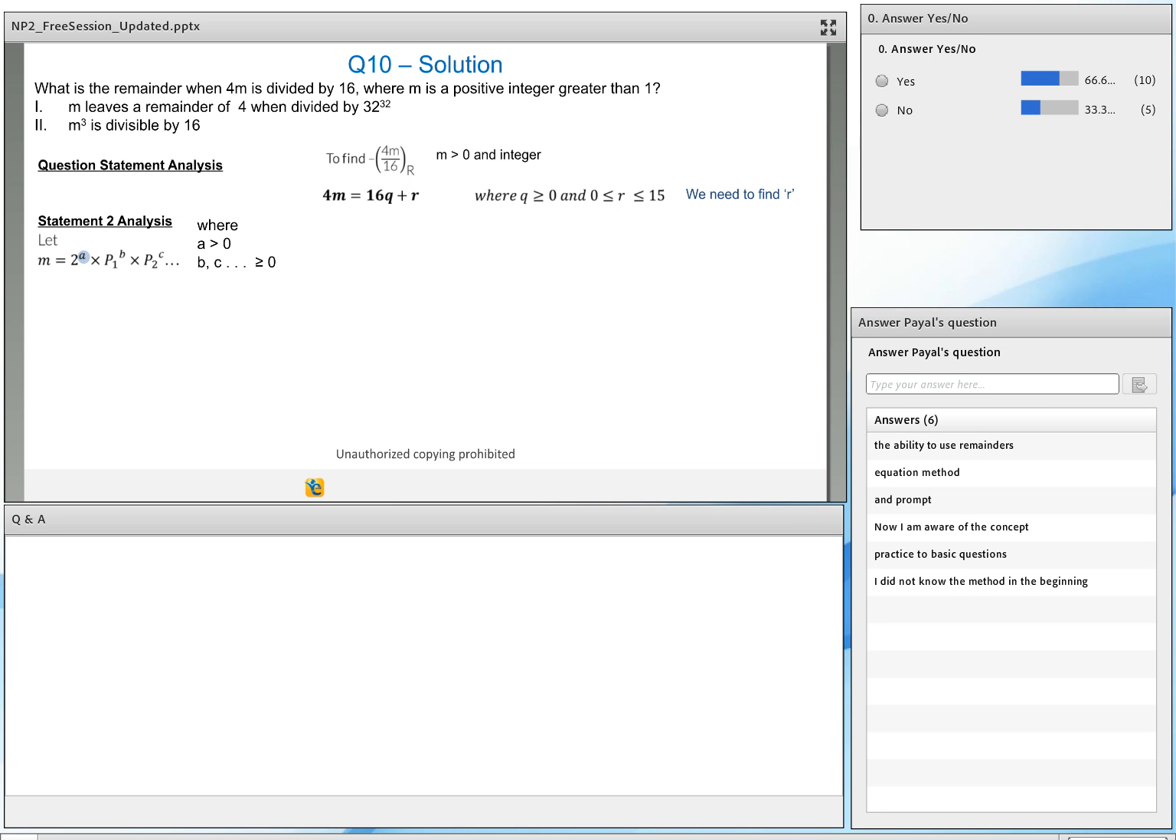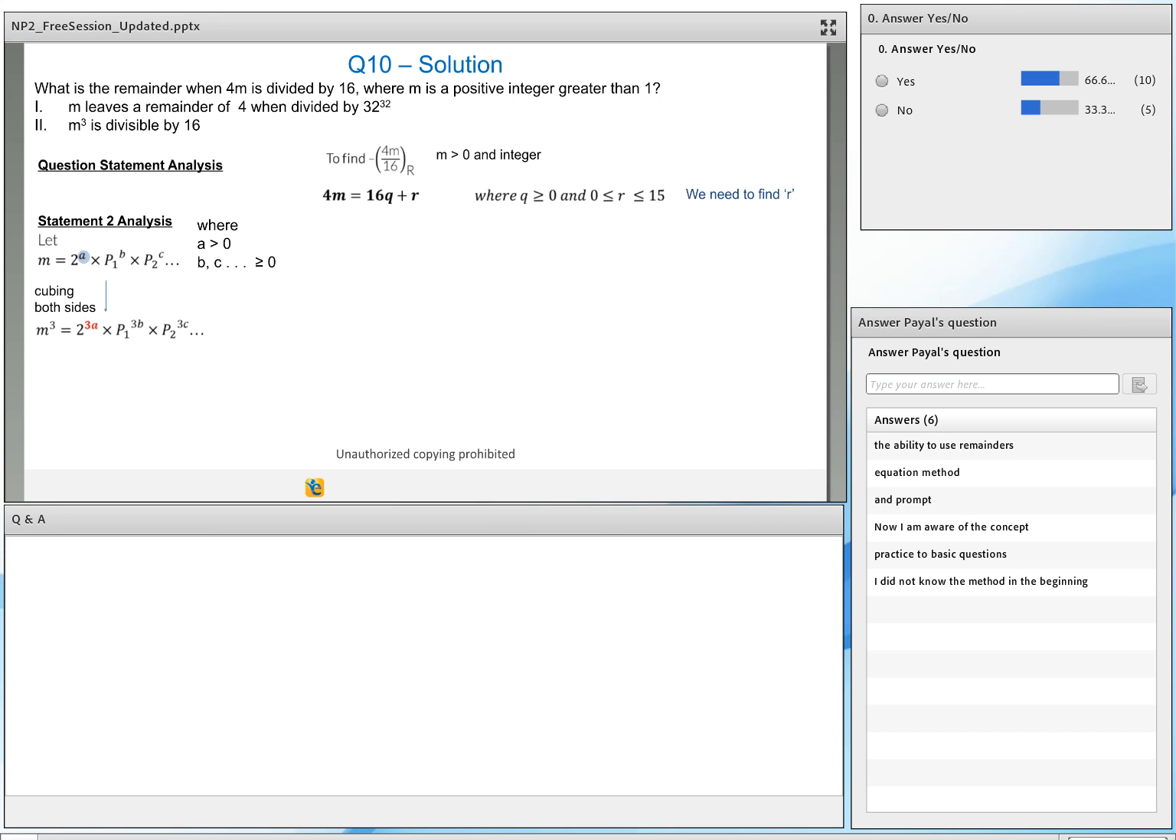So what you have is that m raised to the power m cube is divisible by 16, which means that if I write m in terms of its prime factors, I know for sure that 2 is definitely a prime factor. Okay. So I process it further. I cube both sides because ultimately I need to have n cubed here, right? So n cubed is equal to 2 to the power 3a into other prime factors, right? Now I know that n cubed is divisible by 16.